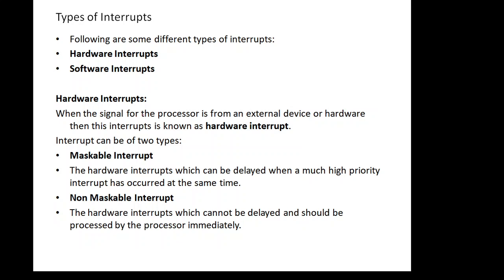When it comes to hardware interrupts, these are from the external devices. There are two types, maskable and unmaskable. Maskable, in the sense, as I have told you, the CPU is executing some X instruction and some Y instruction also needs the processor time. So the CPU is currently executing this instruction. Maskable interrupts are the hardware interrupts which can be delayed when a much higher priority interrupt occurs.